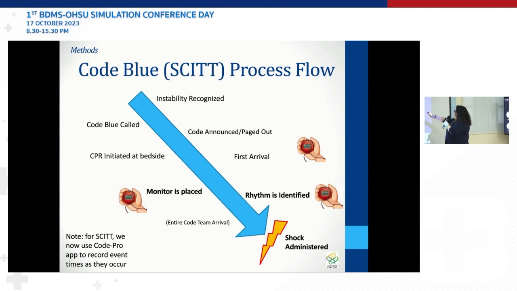And then we have these times that we're looking for. First arrival: who is the first member of the code team who comes? And you can see the SCIT team, the mock code team, we're measuring it from the moment it gets paged out. That's time 0. How long does it take for people to come?